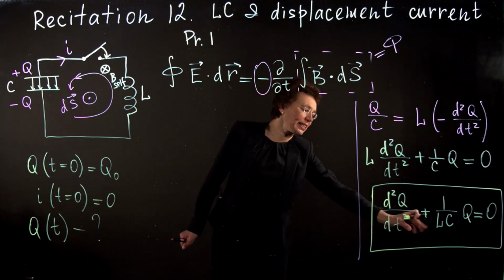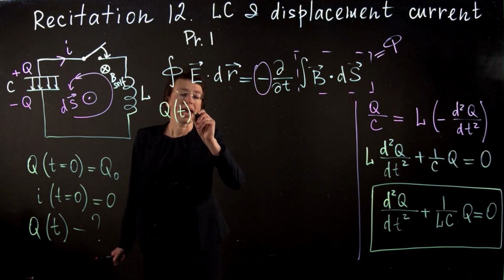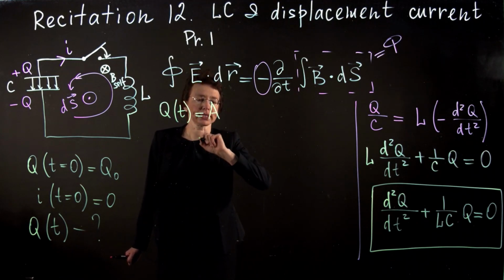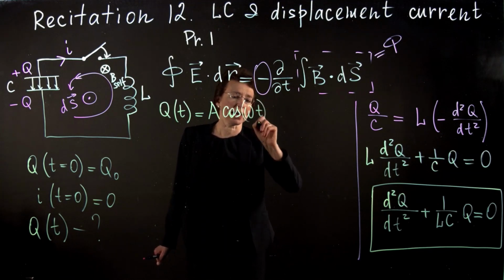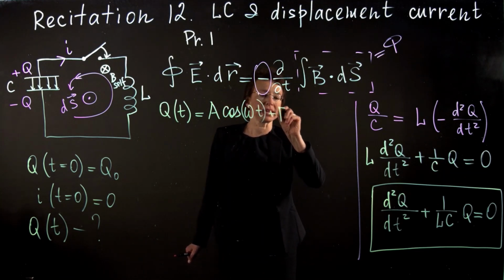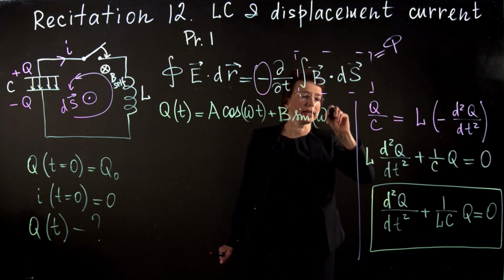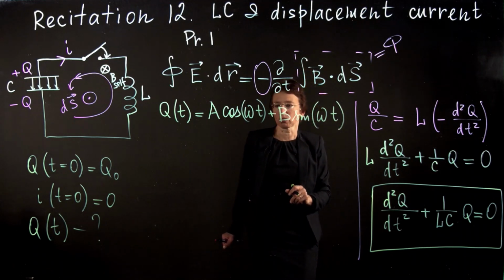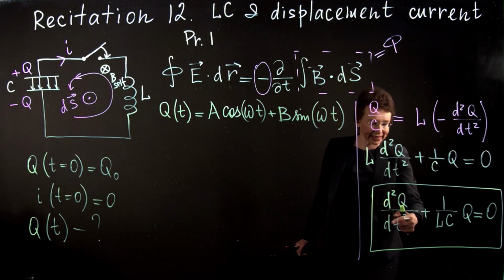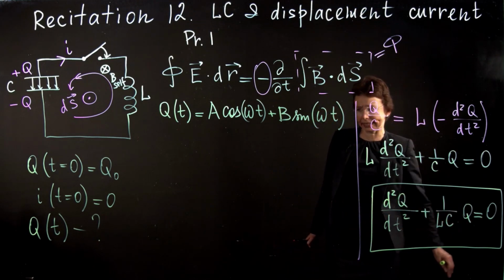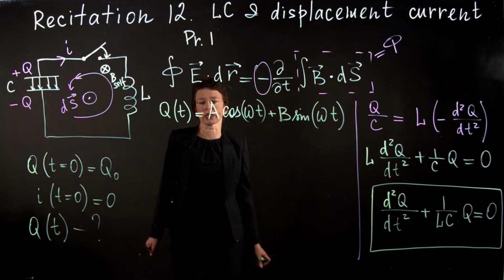We will be looking for the solution of this equation, Q as a function of time, as an unknown constant A cosine omega t, where omega is unknown, plus B sine omega t. B is unknown and omega is unknown. Why am I doing that? Look at this equation. It's a reasonable guess because I have the second derivative plus the function itself, and it is 0. So cosine and sine are a reasonable guess to look for the solution.